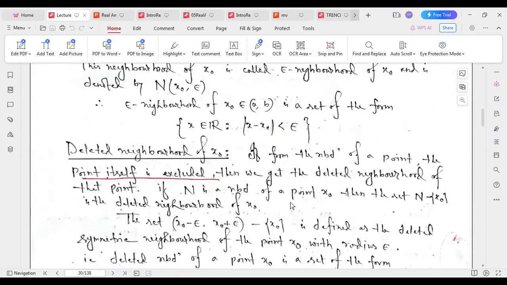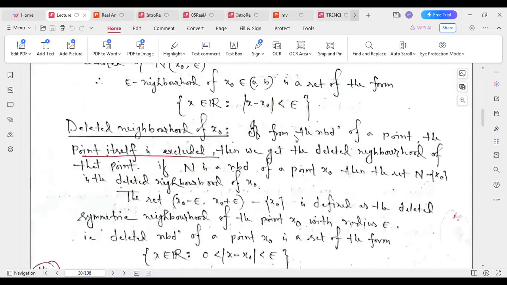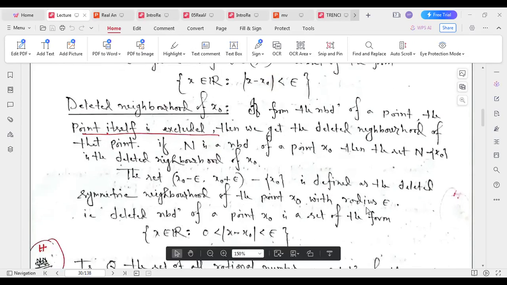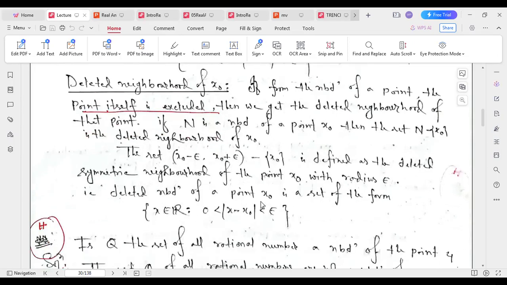Now what will be the deleted neighborhood of x naught? If from the neighborhood of a point, the point itself is excluded, then we get the deleted neighborhood of a point. If N is a neighborhood of x naught, then the set N minus the element x naught is the deleted neighborhood of x naught. The open interval (x naught minus epsilon, x naught plus epsilon) excluding x naught is defined as the deleted symmetric neighborhood of the point x naught with radius epsilon. So the deleted neighborhood can be written as an open ball like this.